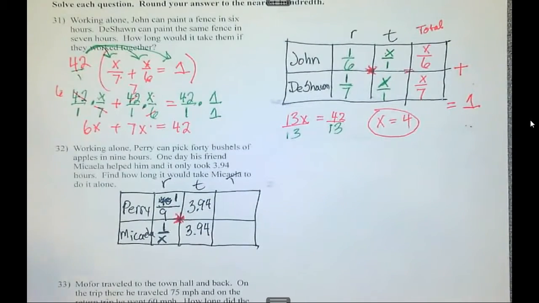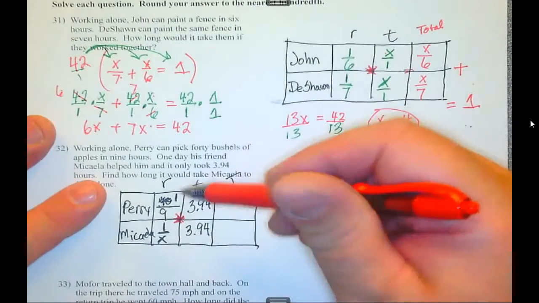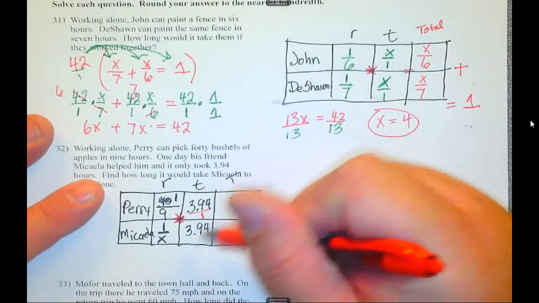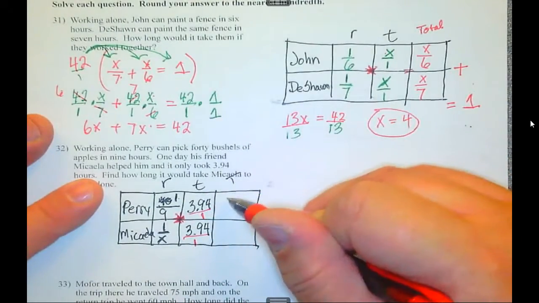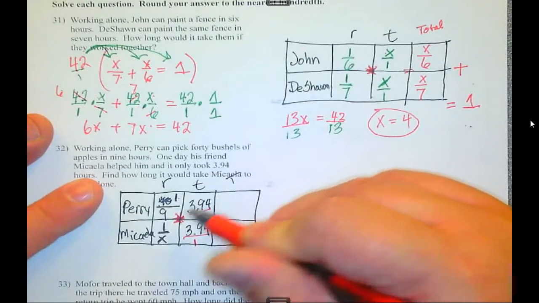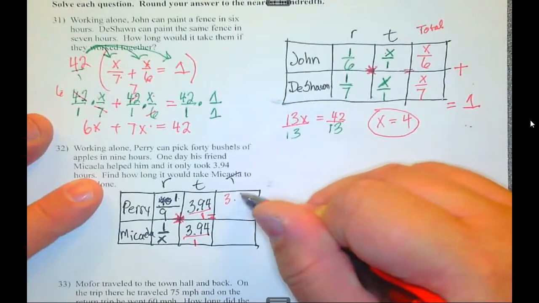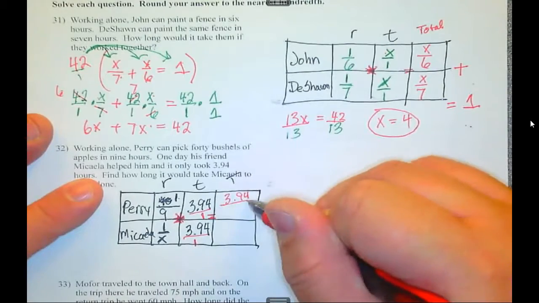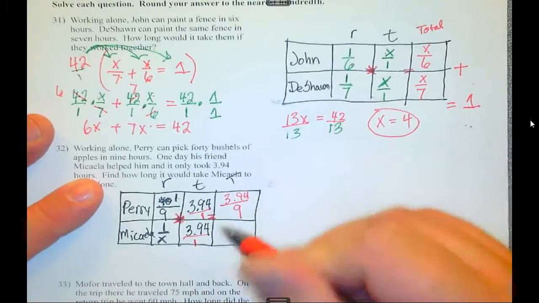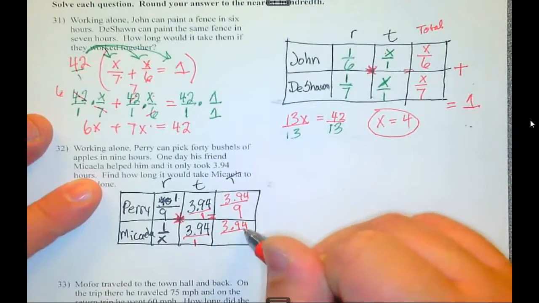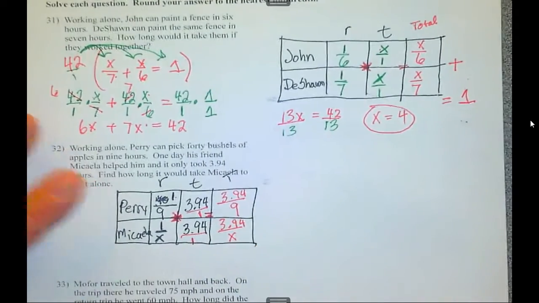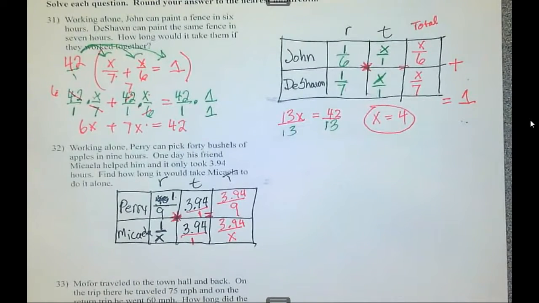Okay? So, we're going to multiply these across. Remember, this is over 1. This is over 1. It's a whole number. So I have equals 3.94 over 9. And then this is going to be 3.94 over x. You with me?